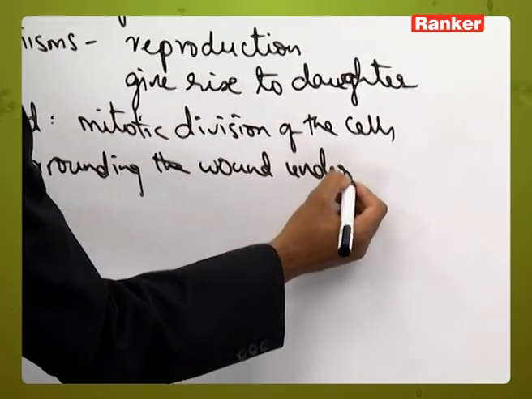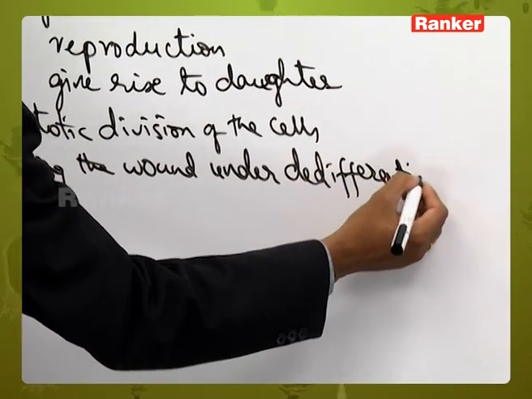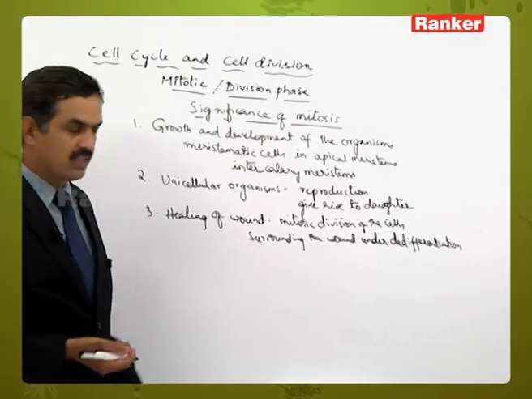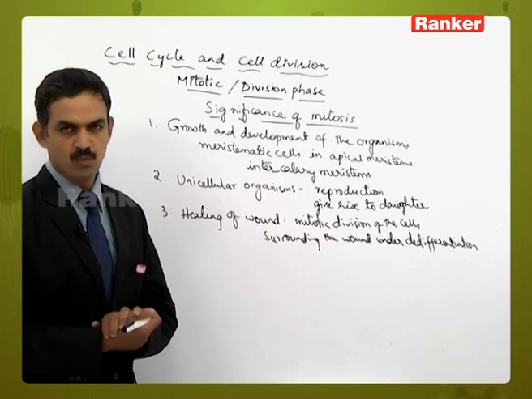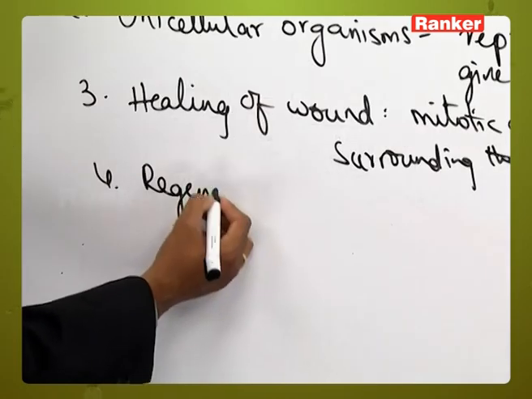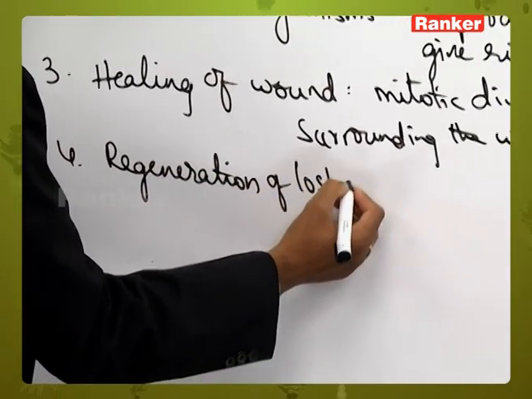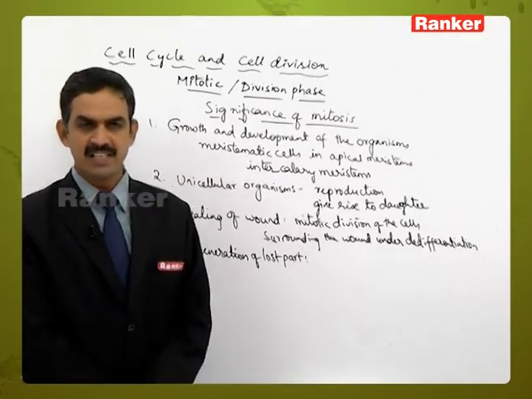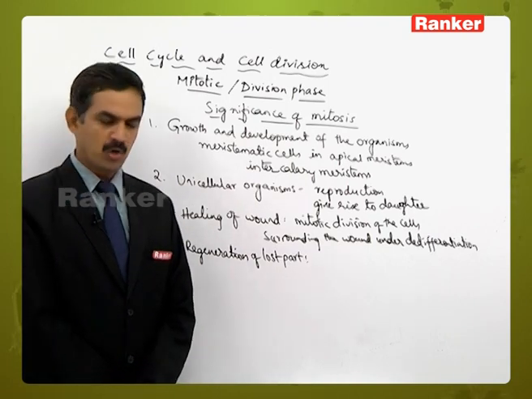Undergo de-differentiation. De-differentiation means the permanent cells acquire the ability of division and start dividing, and they will replace the dead tissues present in the wound region. Regeneration of lost parts: if any part of the plant body has been lost, that lost part is regained by the division of the cells present in the retained body.